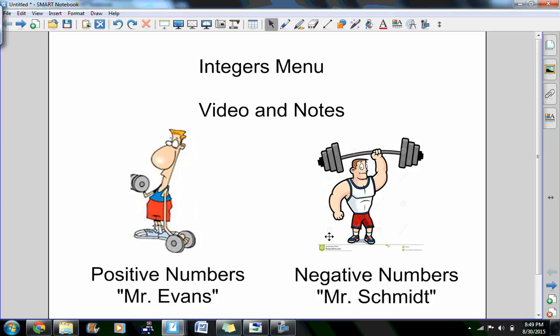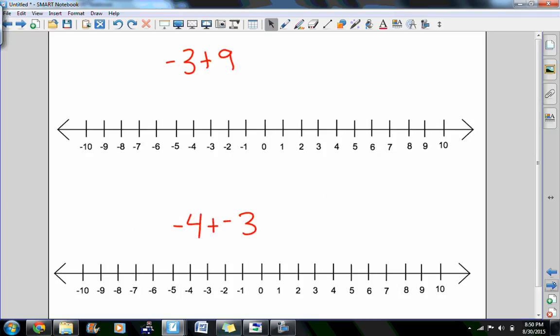If a negative number and a positive number would fight, it'd be pretty obvious that the negative number would win. If we had a negative number fight another negative number, they would beat each other up and they would become a positive, or a Mr. Evans type number. So keep that in mind as we move on to some examples.